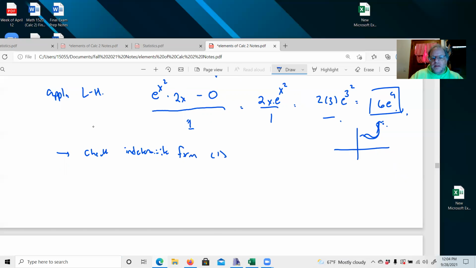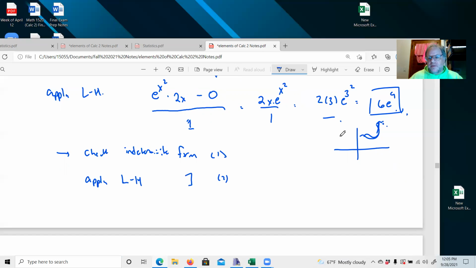That's step 1. If you can apply L'Hopital's, which the whole problem is about, I guarantee you'll have to do that. Okay, apply L'Hopital's.